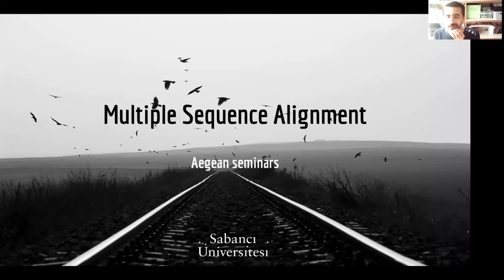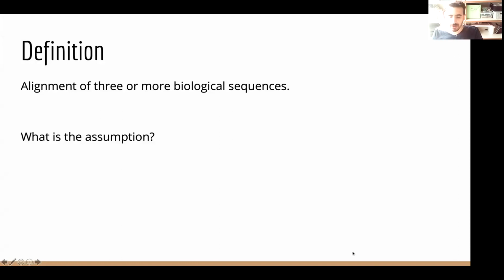I'm sharing my screen again. Okay. Now, so far, we have talked about pairwise sequence alignments. Now, I think it is a good idea to talk about multiple sequence alignment because they are the basis of phylogenetic trees. So the assumption here for multiple sequence alignment is that first you have to have 3 or more biological sequences. And you assume that they are homologous.